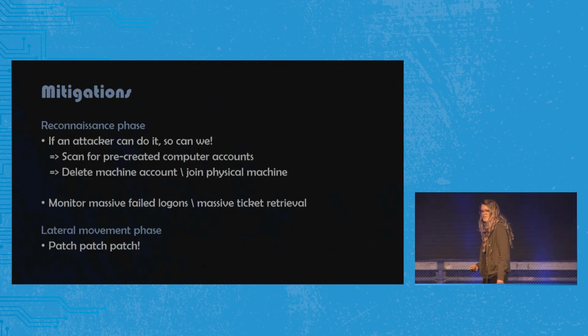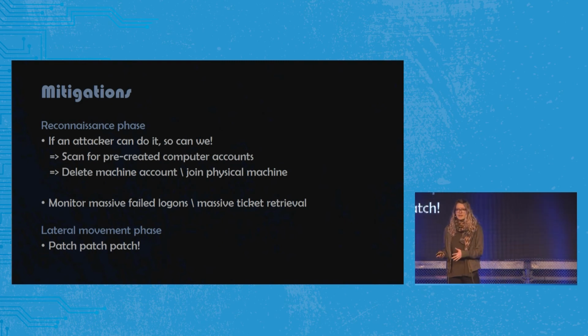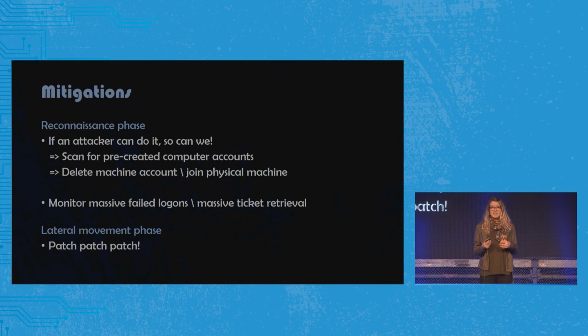So for the reconnaissance phase, we had those pre-created computer accounts that we do not want to exist in our environment. If attackers can scan for those accounts, so can defenders. We can simply request service tickets for all the machines in the environment. We can do this since computer accounts by default have a service principal name. Try to decrypt it with a hash of an empty or an easy password. And if we're successful, we need to either delete the machine from our Active Directory environment or join the corresponding physical machine, which would then generate a complex password for this computer account.